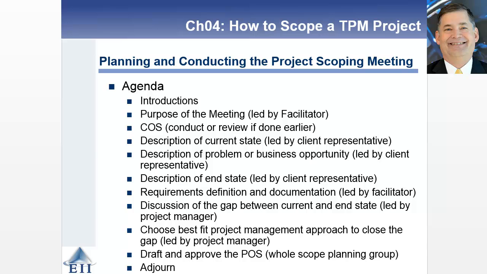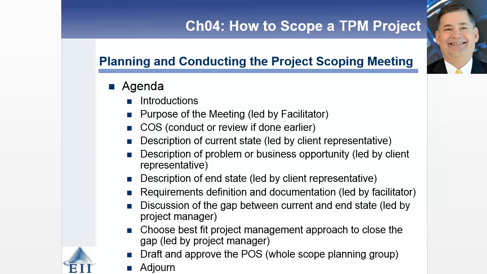Here's your actual agenda. Start with introductions, and talk about the purpose of the meeting, generally done by the facilitator. Go ahead and build a conditions of satisfaction if it has not been done. If it has been done, you're reviewing it with everyone. Describe the current state, what the business opportunity is going to be, and the desired end state. All of this is going to be done by that client representative. You then come back and do requirements definition and documentation. The facilitator will lead that.